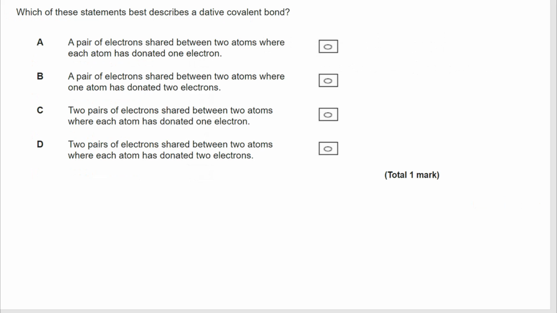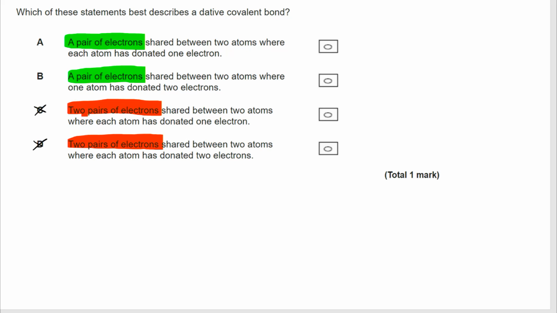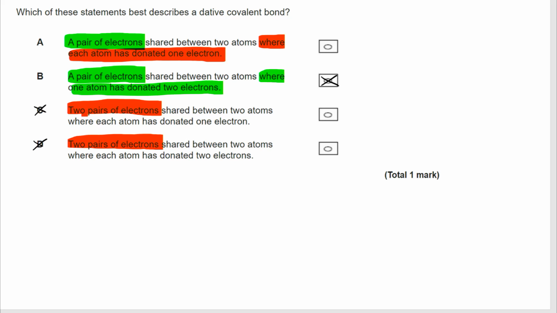This is a straightforward definition question. Obviously, for it to be that straightforward, you have got to be confident with your definitions. So let's take a look through and see if we can narrow it down at all. Well, it is a pair of electrons. A dative covalent bond is one pair of electrons. So we can immediately disregard C and D. But from there, we then have to consider what's different about a dative covalent bond. What sets it apart from normal covalent bonds? And it is the idea that one of the atoms involved in the bond has donated both electrons. So the correct answer is B.